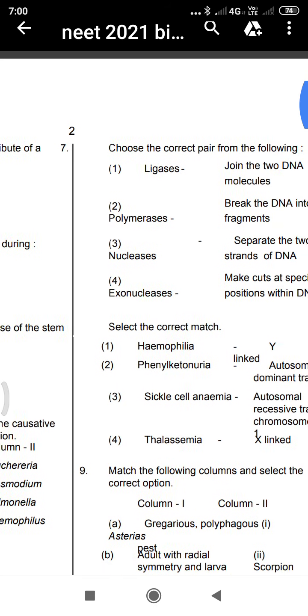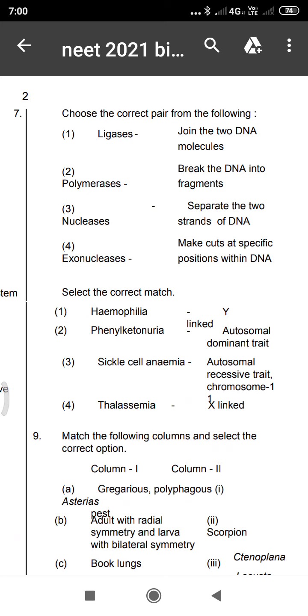Seventh question. Choose the correct pair from the following. Option 1, ligases: join the two DNA molecules. Option 2, polymerases: break the DNA into fragments. Option 3, nucleases: separate the two strands of DNA. Option 4, exonucleases: make cuts at specific positions within DNA. So select the correct match.